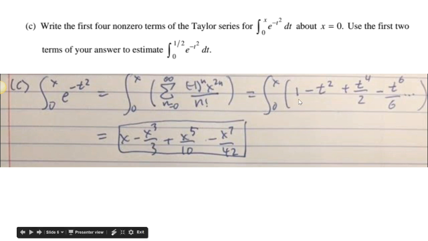All we need to do for the first 4 non-zero terms is take the antiderivative of each term. For example, 1 becomes x, and t squared becomes negative x to the 3rd divided by 3, and so on. And this should be your answer.